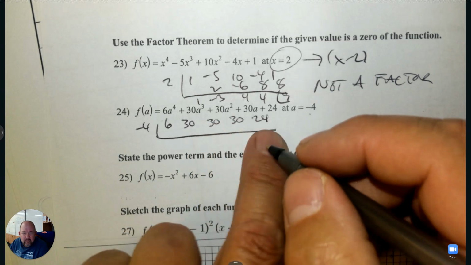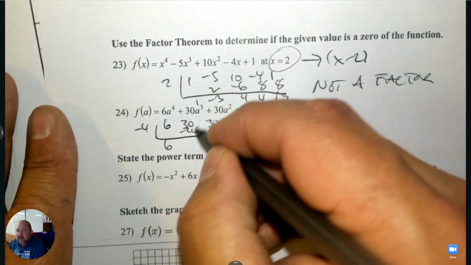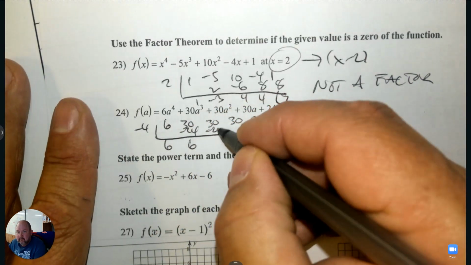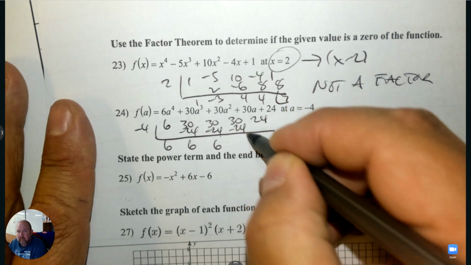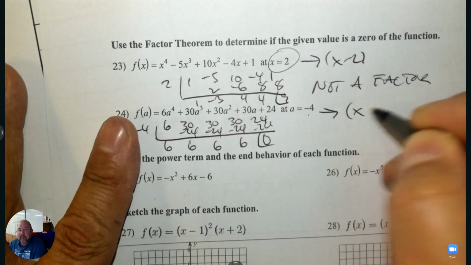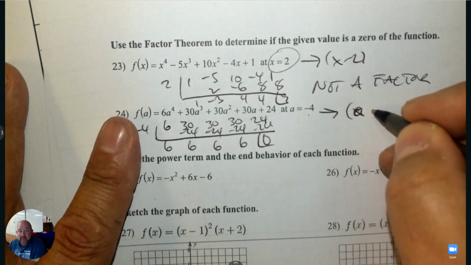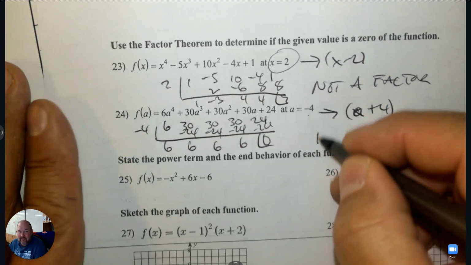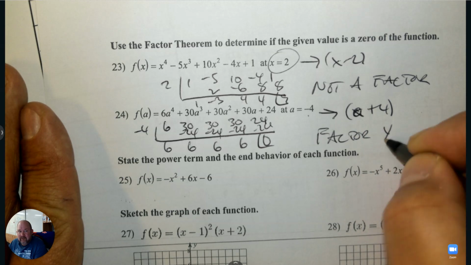Six, 30, 30. Any missing powers? All right, let's try it. Oh, look at this. It gives you a 0. So what factor comes from that is a plus 4, and that is a factor. Factor, yes.